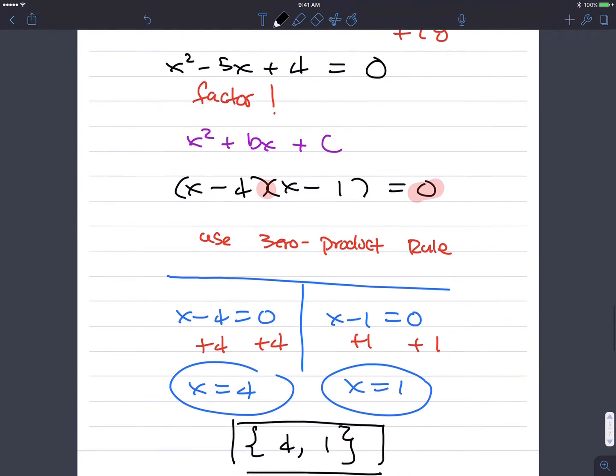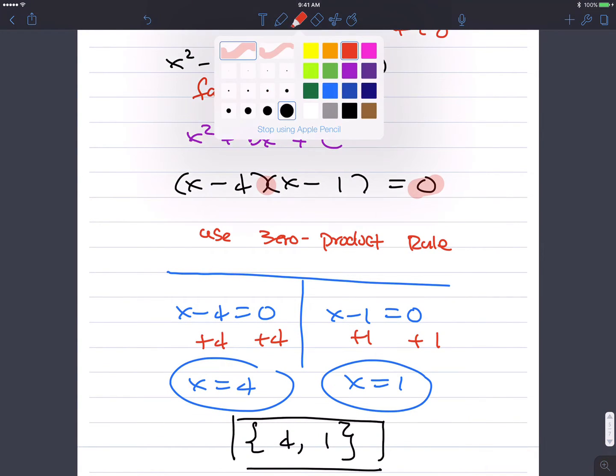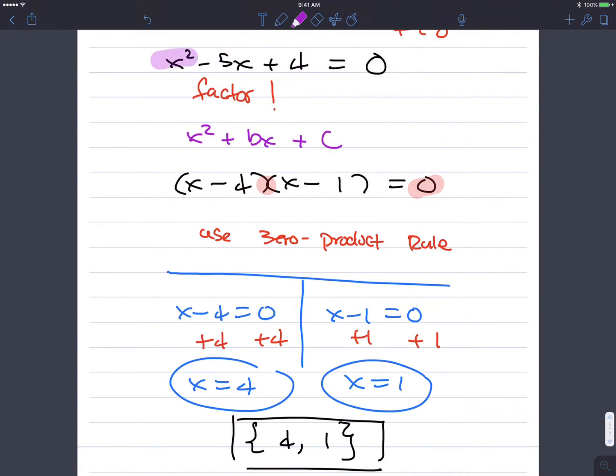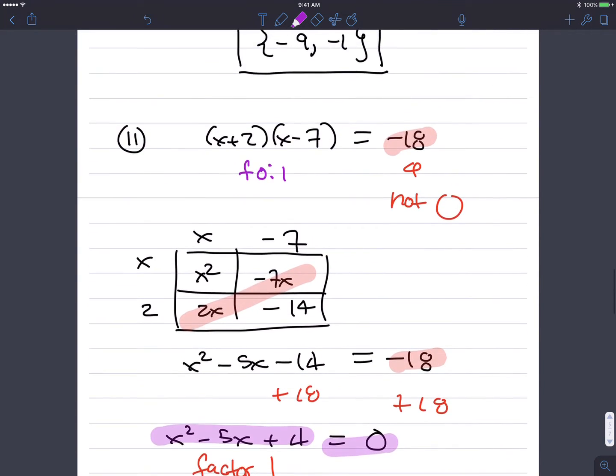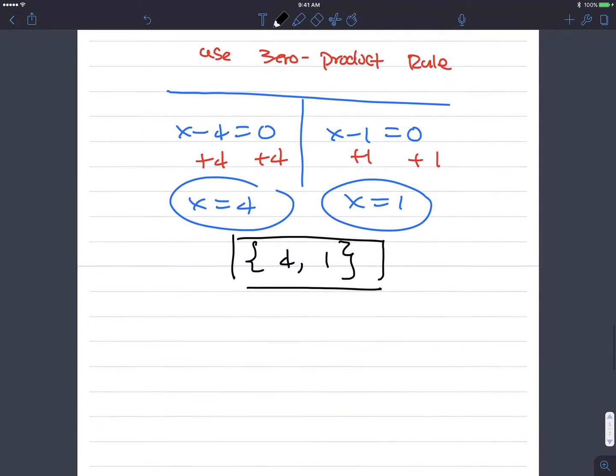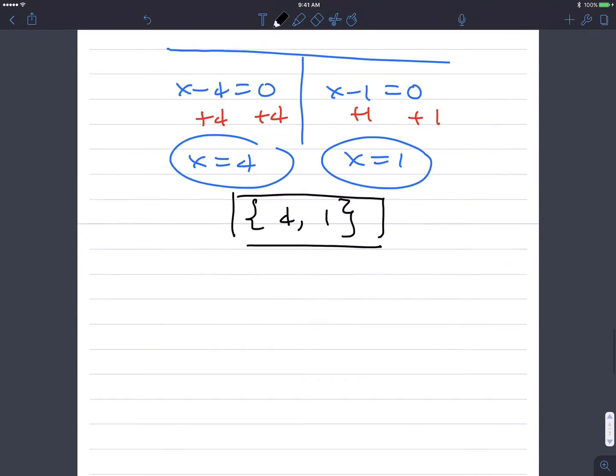Okay, we solved this particular quadratic. Let's go back up here to show you. A quadratic equation, highest power is 2, and that equals 0. So these are our solutions, 4 and 1. And this is example number 11, same thing. Let's now look at 13 and see what they gave us.